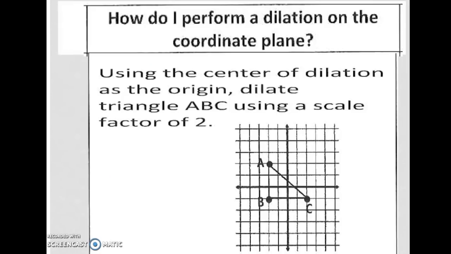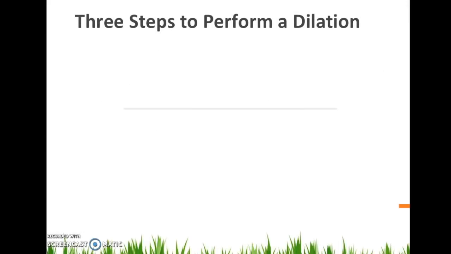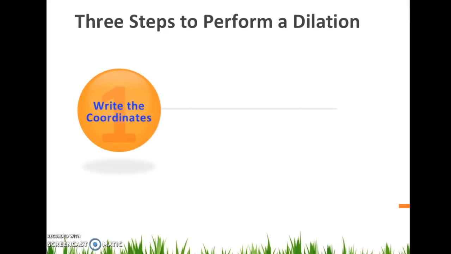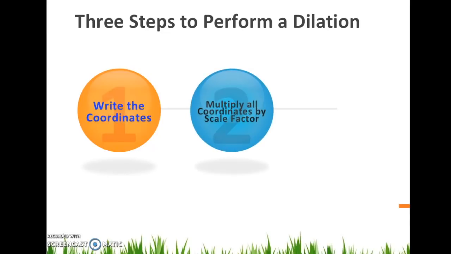How do I perform a dilation on a coordinate plane? Using the center of dilation as the origin, dilate triangle ABC using a scale factor of 2. Let's see what that looks like following these simple steps. Step 1, you're going to write the coordinates. Step 2, you're going to multiply all the coordinates by a given scale factor. Third, we're going to graph the prime coordinates. Let's see what that looks like.